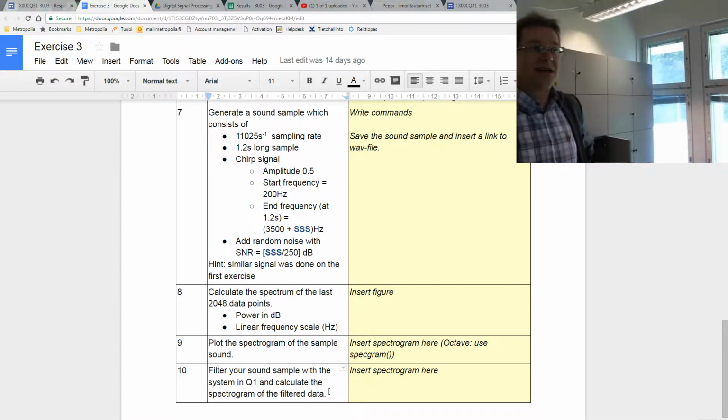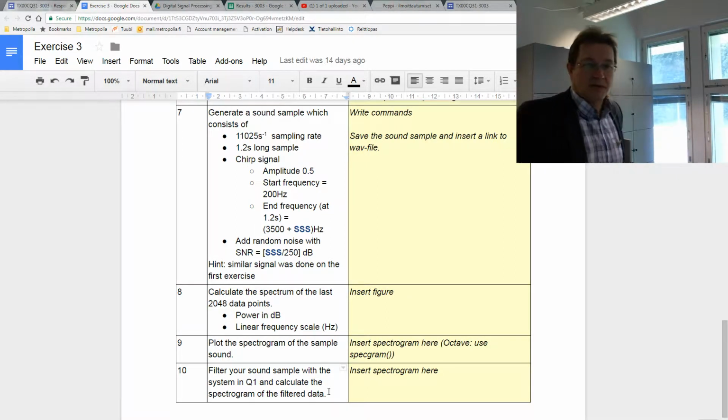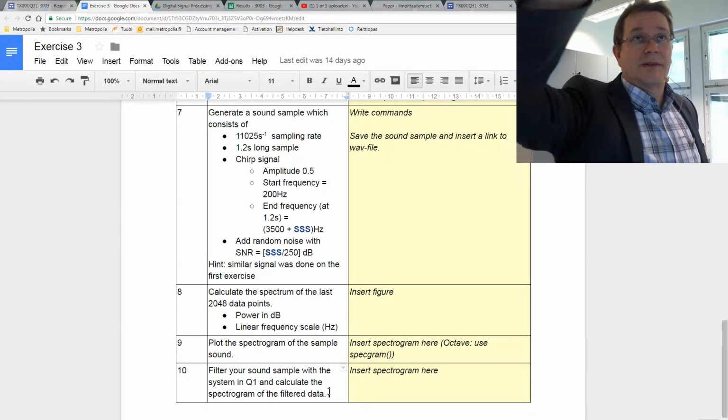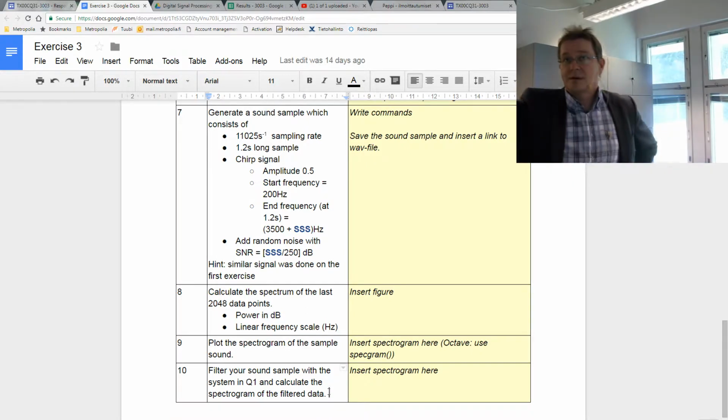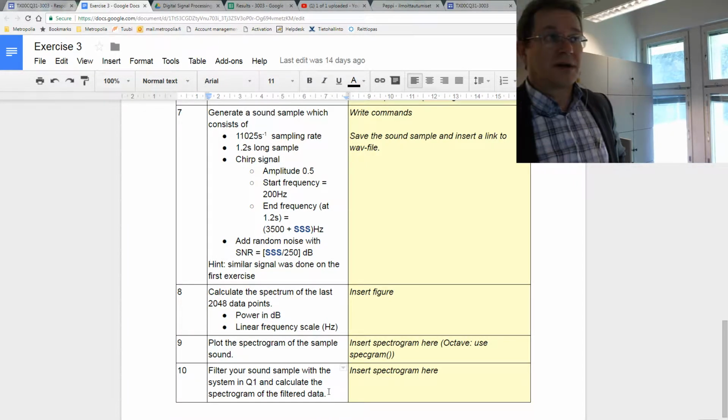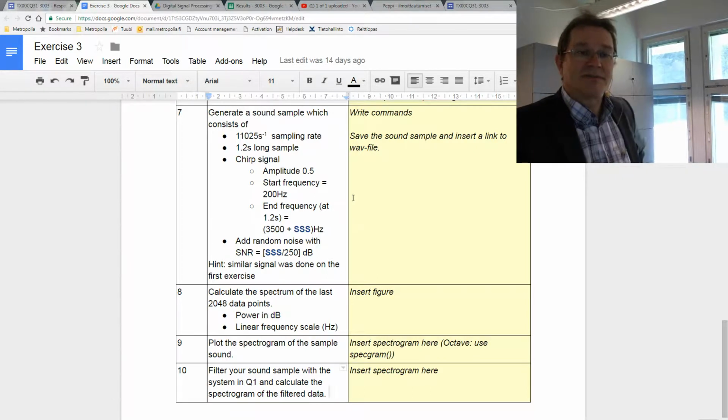So basically first do the signal, then some spectrum of it, then filter it and compare those spectrograms. Simple things.